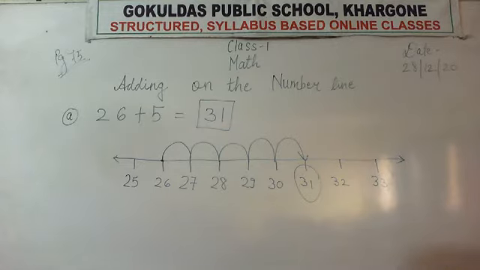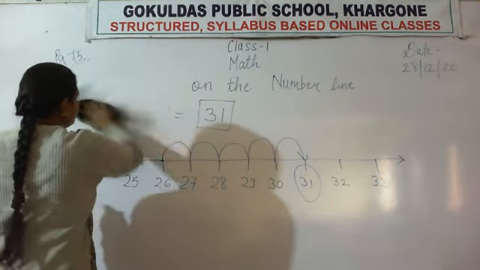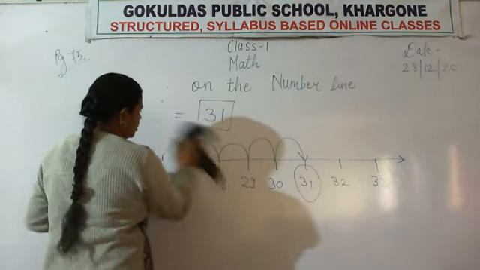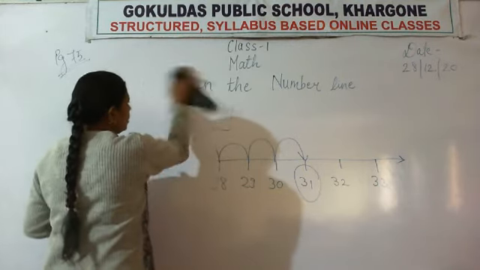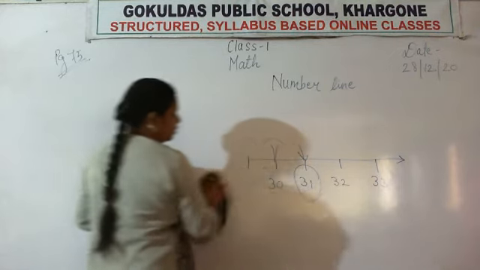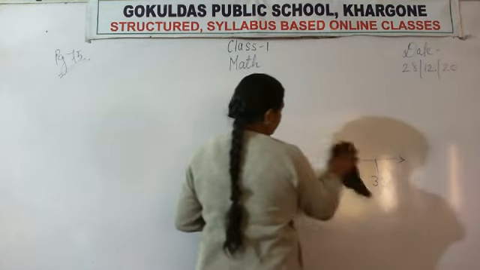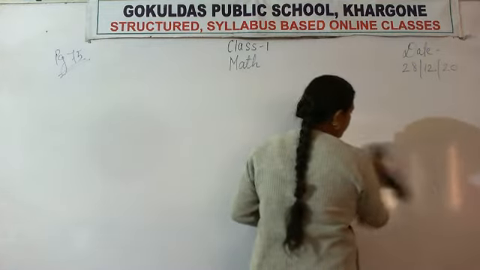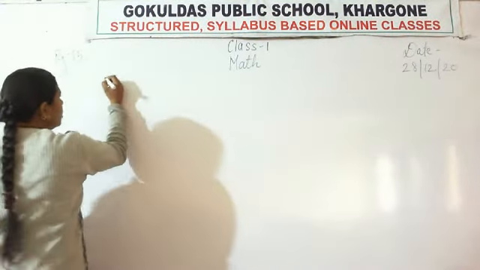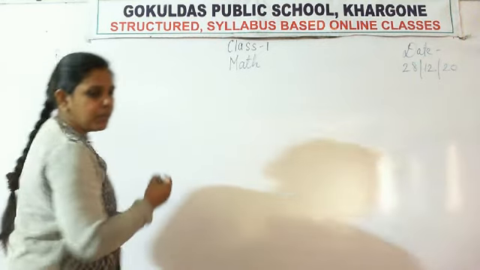Okay, now the second question. I hope all of you are writing in your notebooks. Is everyone writing in their notebooks? And copy correctly from the board. Now see what is the second question given. B. 56 plus 7.